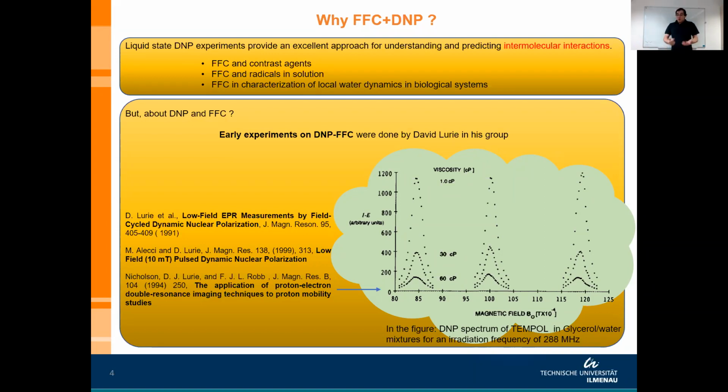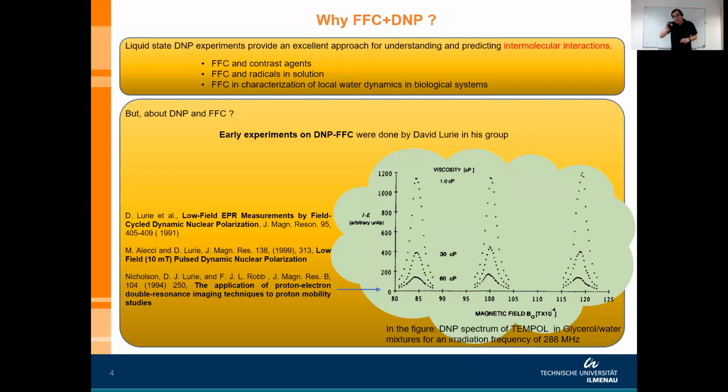But in order to see which parameters they can control to get better enhancements, they had to perform such an experiment. Let's say changing the dynamics of the sample so that they change the dynamics of the molecules, and then they see the effects on the enhancement here in arbitrary units in this plot.